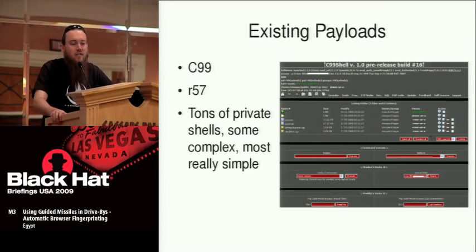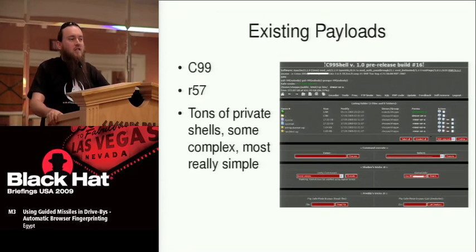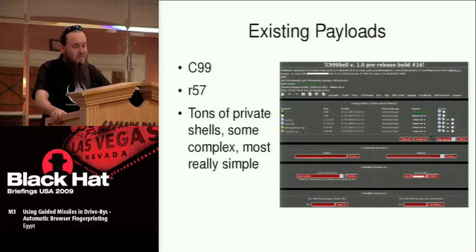So there are some existing payloads for PHP. Well, there's actually a ton of existing payloads for PHP. Two of the biggest are C99 and R57. They both suck in their own different ways. R57 is especially evil because it's got this big chunk of base64 crap down at the bottom. What that actually does, if you decode it, is it calls out to Russia and sends all your shells to Russia. Like, thanks, guys. There's tons of private shells. Most of them are really simple because it's really easy to write a shell in PHP. So everybody's done it, but mine are cooler.